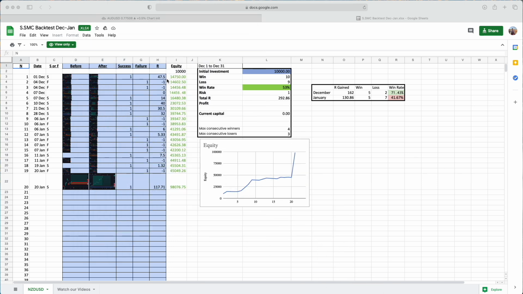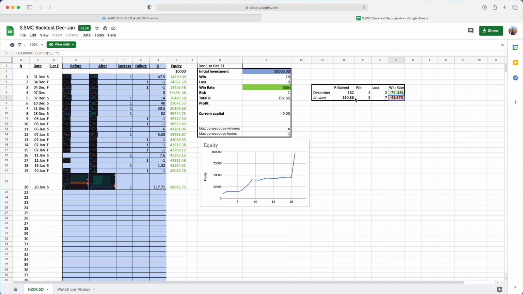And this is just showing you the power of risk to reward. So if you think about the win rate here, in December he gained 162 R, lost 2 trades and won 5, and in January the gain was 130 R, won 5 trades and lost 7. So he's obviously lost more than he won, clearly.